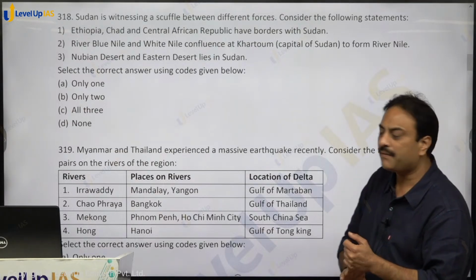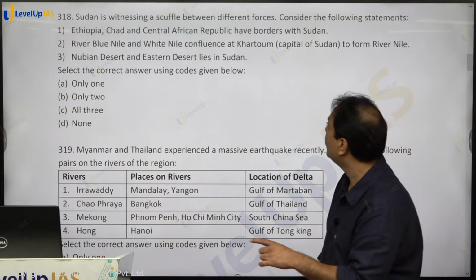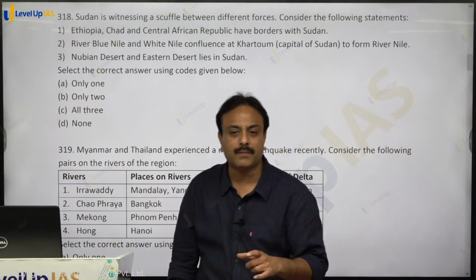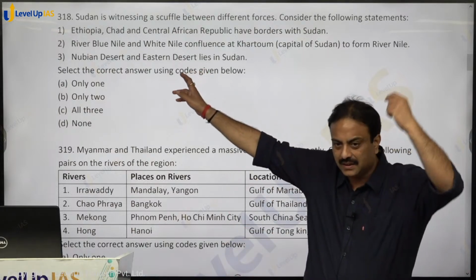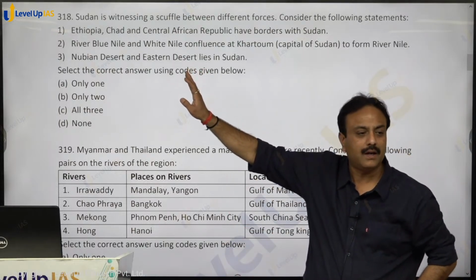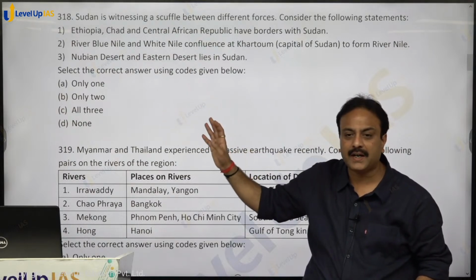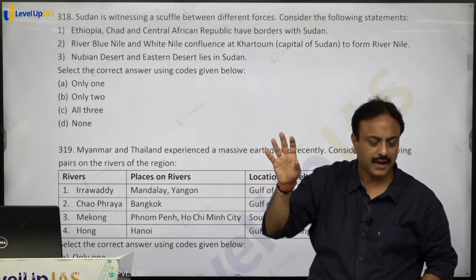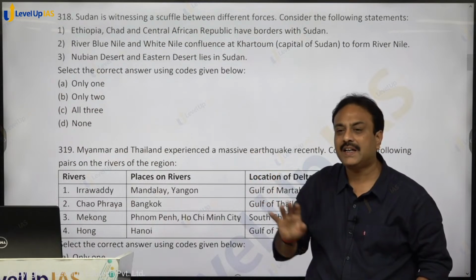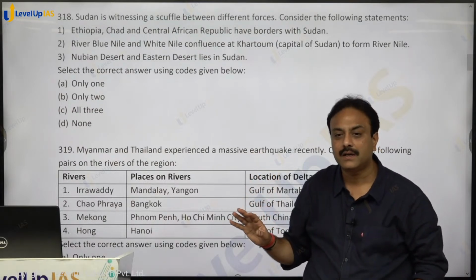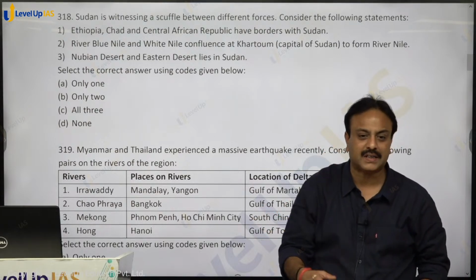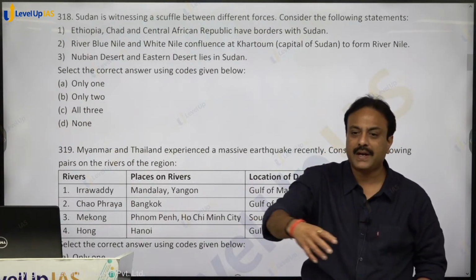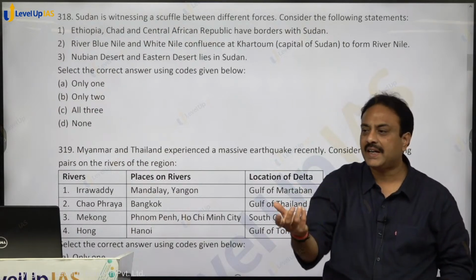River Blue Nile and River White Nile confluence at Khartoum, the capital of Sudan, to form River Nile. River White Nile originates from which place? Close to Lake Victoria. River White Nile originates and flows northward. Why is it known as White Nile? Because it has a number of rapids. Throughout the Rift Valley, the water appears white in color.